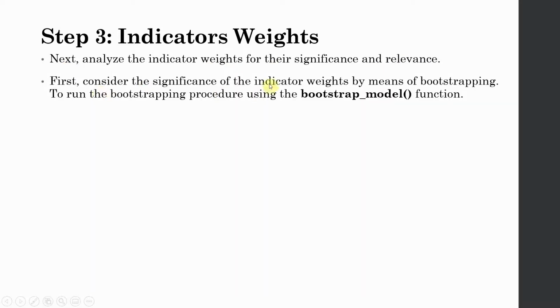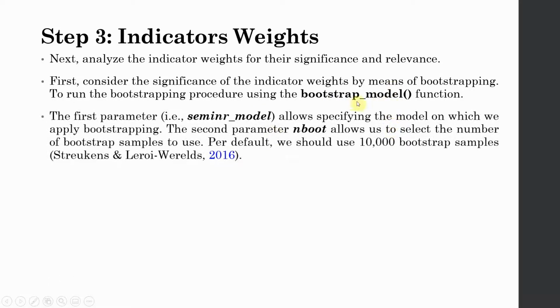Consider the significance of the indicator weights. Now, how do we assess the significance? Again, we will have to run our bootstrap procedure. Now, to run the bootstrapping procedure, we will use bootstrap_model function. And in the bootstrap model, we will have SEMinR model. Now, this is the first parameter that allows specifying the model on which we apply bootstrapping.